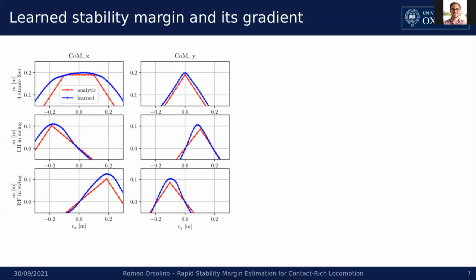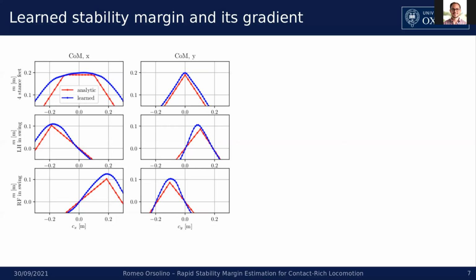As expected, the maximum value is obtained when the robot center of mass is located in the center of the support polygon, which corresponds to the origin of these plots. As the center of mass deviates from the center of the support polygon and therefore it gets closer to its edges, we can see that the learned stability margin also decreases as expected.